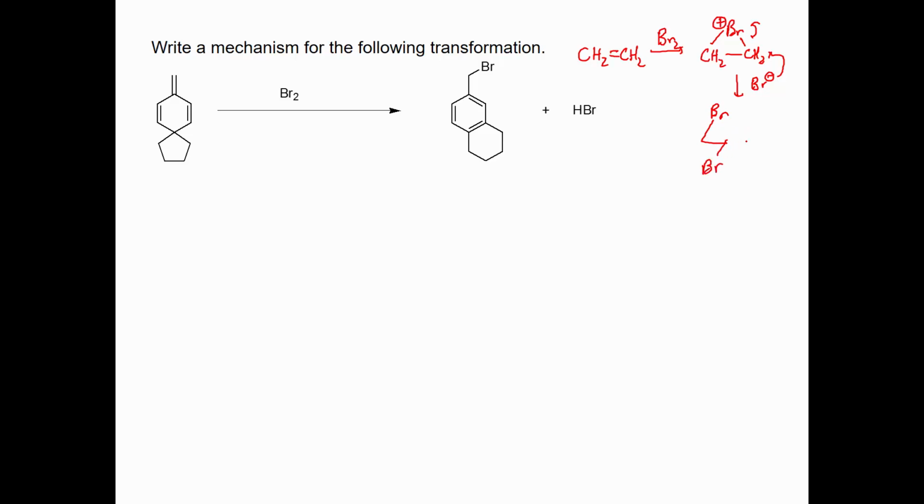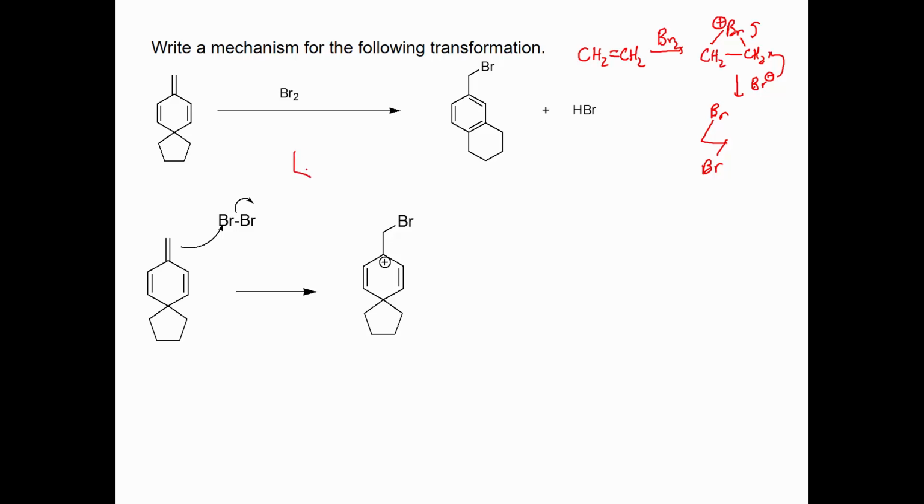And this is going to give us the 1,2-dibromide. All right. We know that somewhere along the line, the second bromine isn't going to add, but let's just start the reaction off in exactly the same way. All right, so we're going to add bromine.